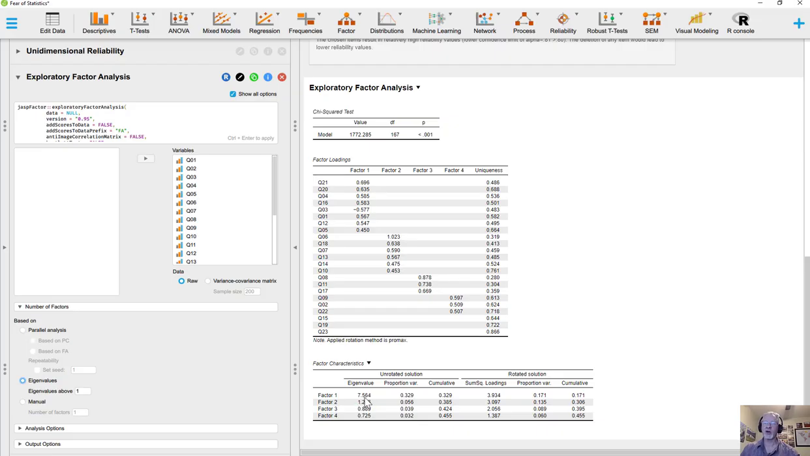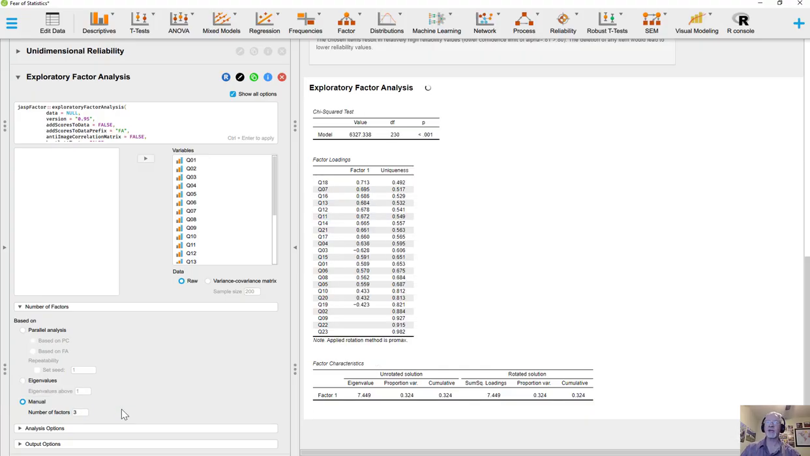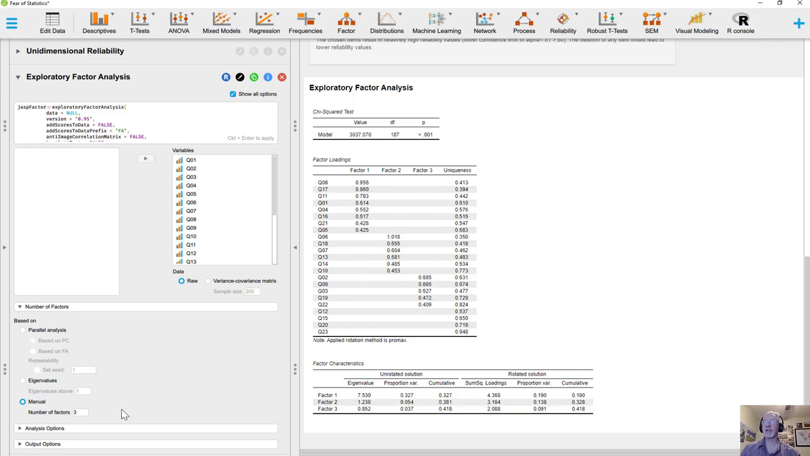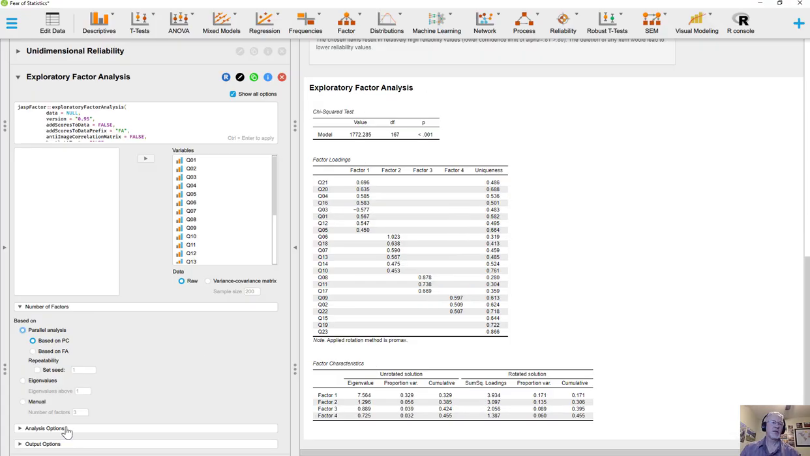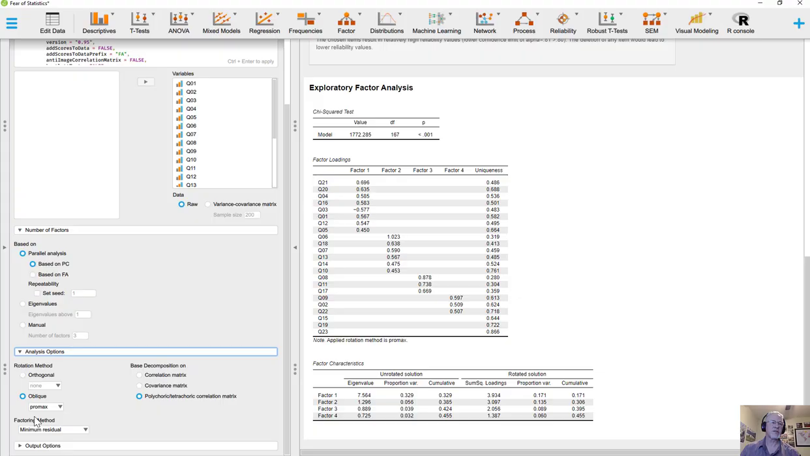Eigenvalues basically are a conduit for calculating the proportion of variance accounted for. And so it's basically saying there's a somewhat substantial amount of variance to be accounted for by this factor. And then you can also manually select the factors. So if I wanted to manually select 3 instead of 4, if I had some reason to want to check that out, then I could do that. But the best way is to go with parallel analysis based on principal components. Let's go and look at analysis options.